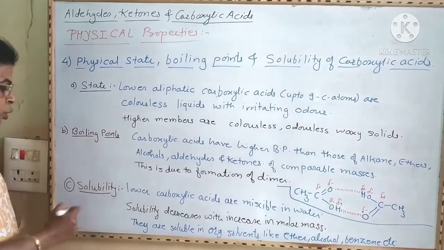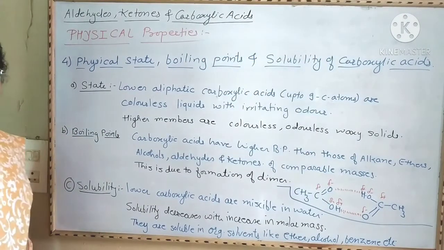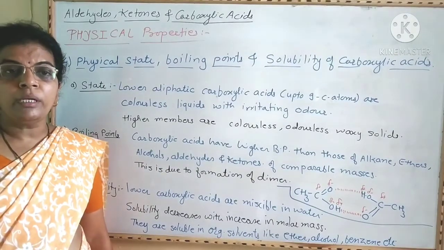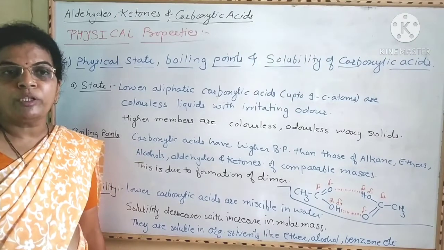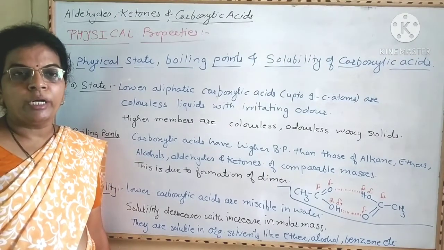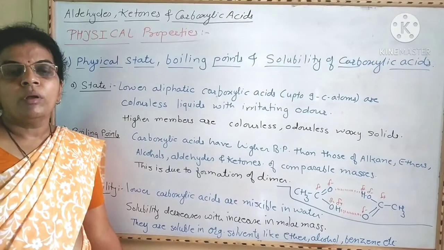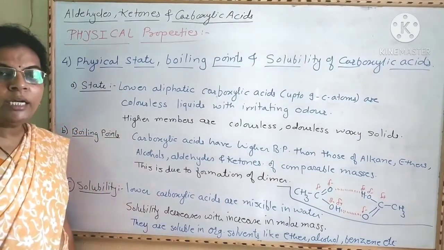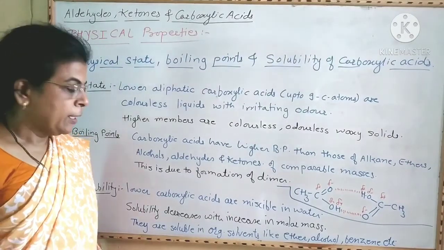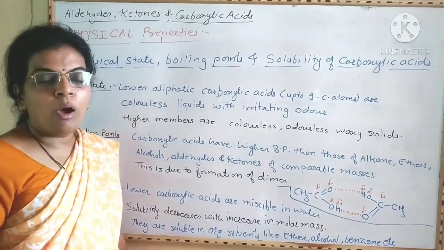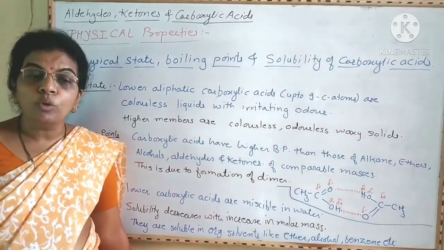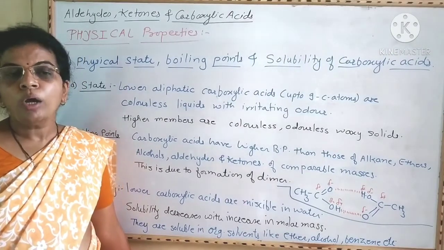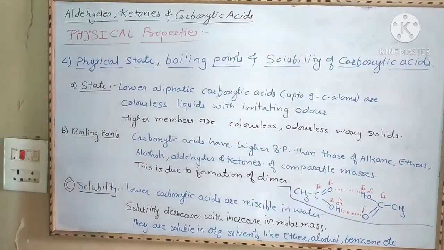And the last point is solubility. Lower carboxylic acids are miscible with water. That is, they are not merely dissolved in water, but they are miscible in water due to the formation of intermolecular hydrogen bonding. These carboxylic acids form intermolecular hydrogen bonding with water, but solubility decreases with increase in molar mass, and all these carboxylic acids are soluble in organic solvents like ethers, alcohols or benzene.